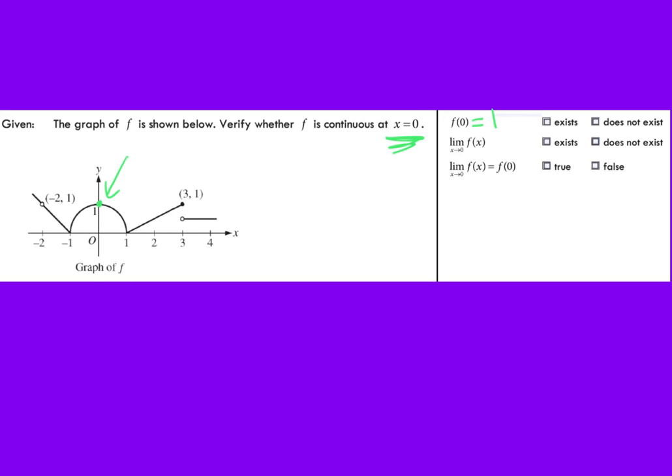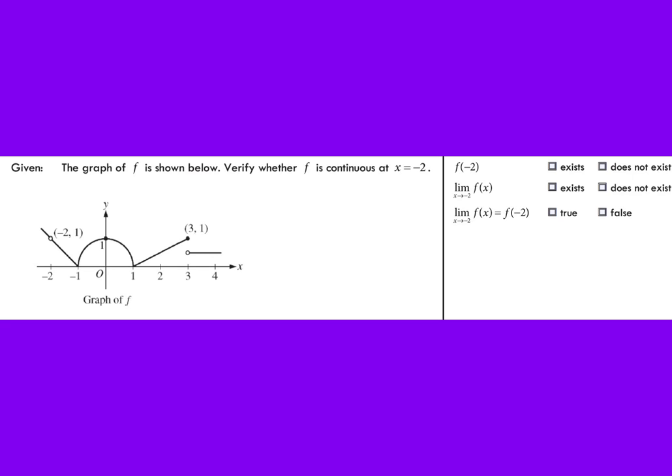Okay, what is the limit as x approaches 0? From the left and the right, it is approaching 1. So the limit exists, and is the limit value equal to the function value at that point? That is true. Therefore, it is continuous at that single point. Looking over the whole domain, it's not continuous, but all we're doing is looking at continuity at a point today.